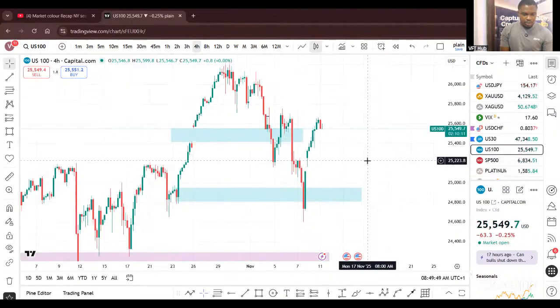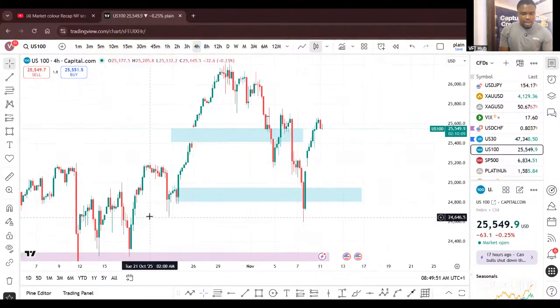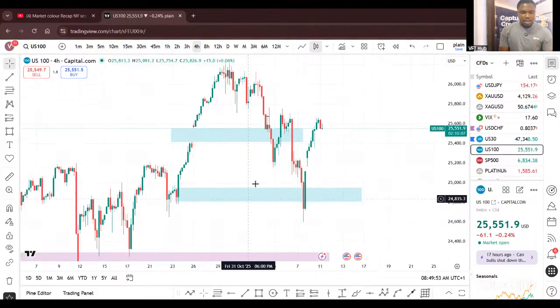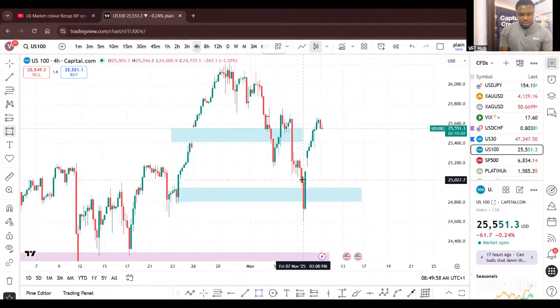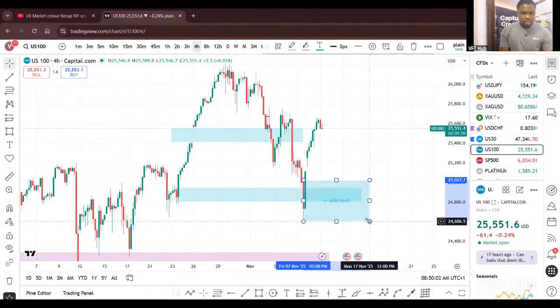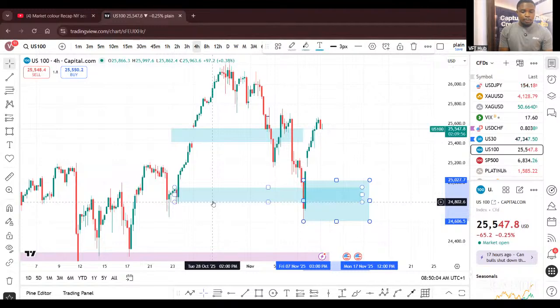It's just an assumption. What we have now is a sweep of this zone, and for me, I want to buy from this zone, right? From this zone, which is still in agreement with this mitigation block theory, right?